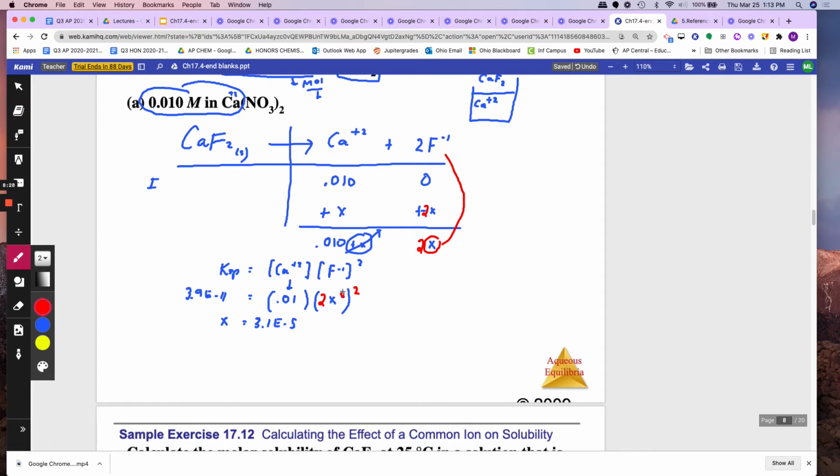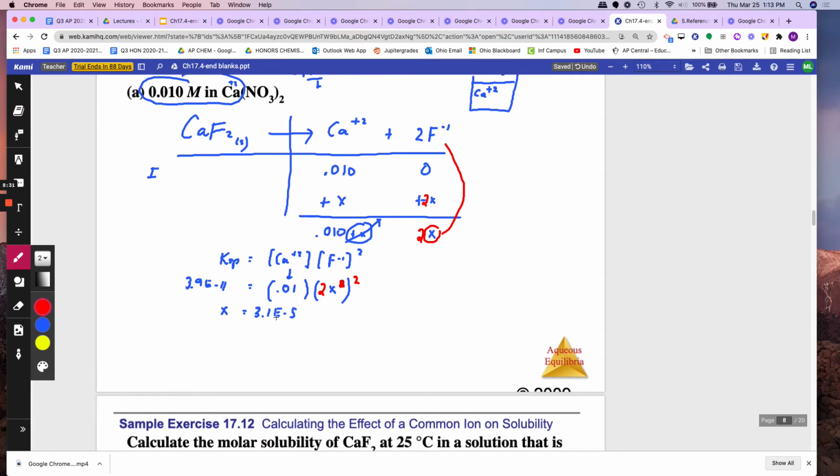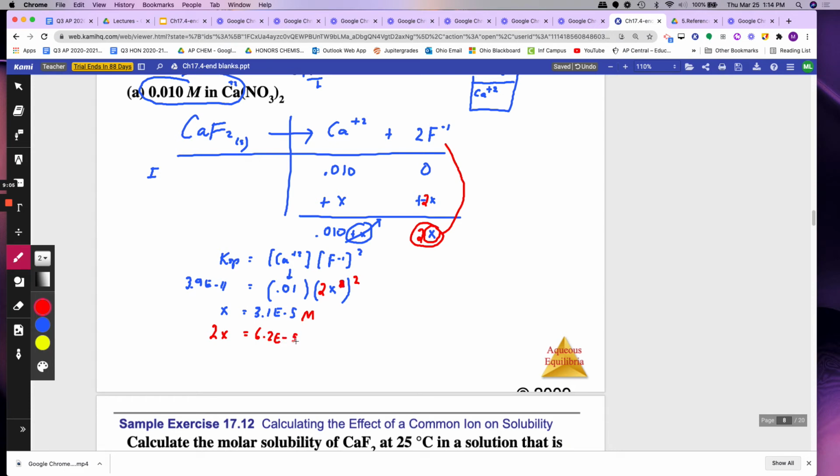Okay. So now when you solve for x, you will get this number, because I just got that from my paper. So x is the molarity of F minus 1. So this is the molar solubility of, oh no. Oh, this is x. So I have to solve for 2x because F minus is 2x. So if you double this, the molar solubility will be 6.2 E negative 5. This is the molar solubility of F minus 1.